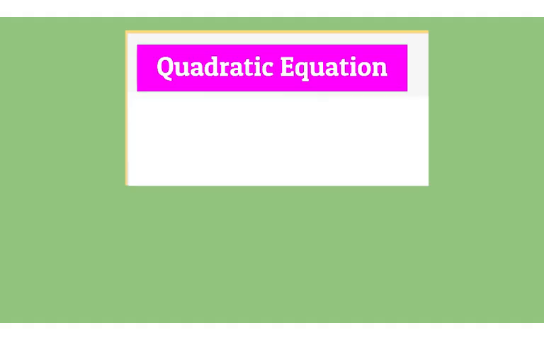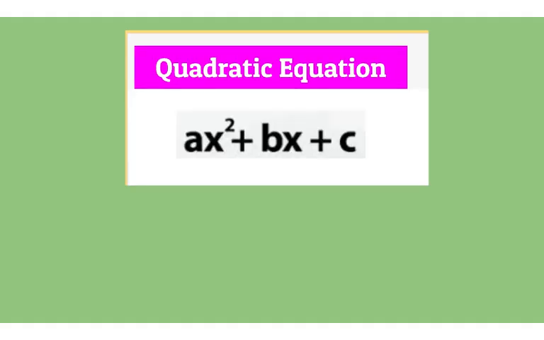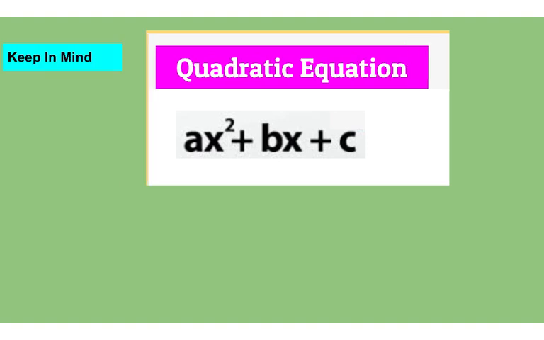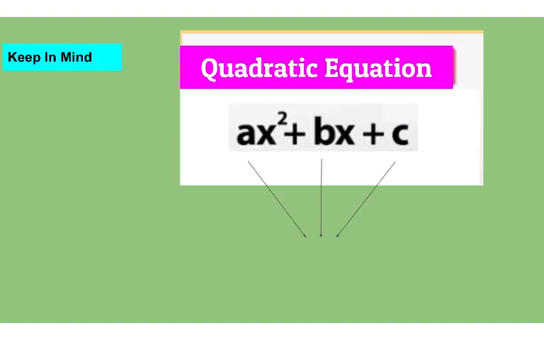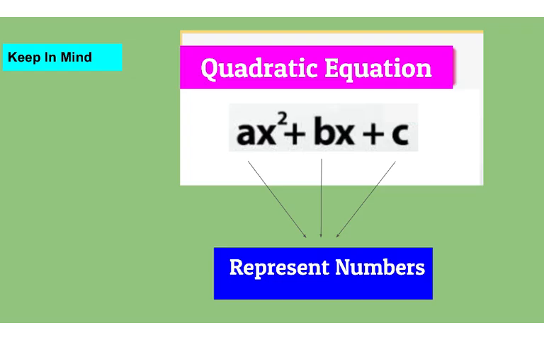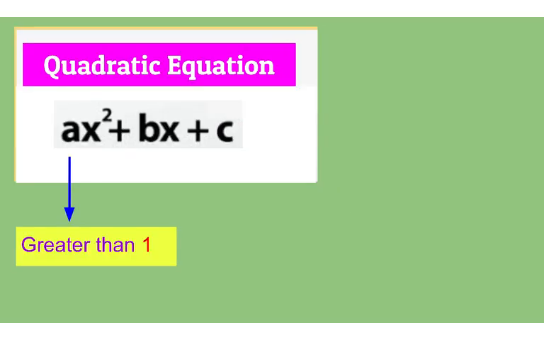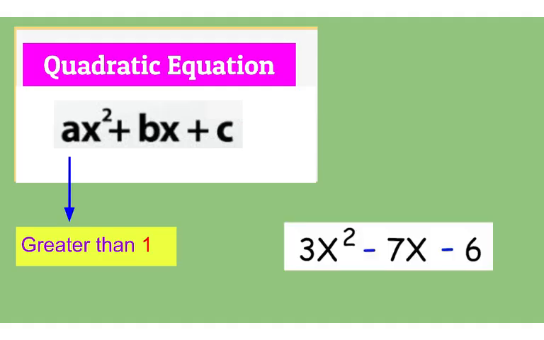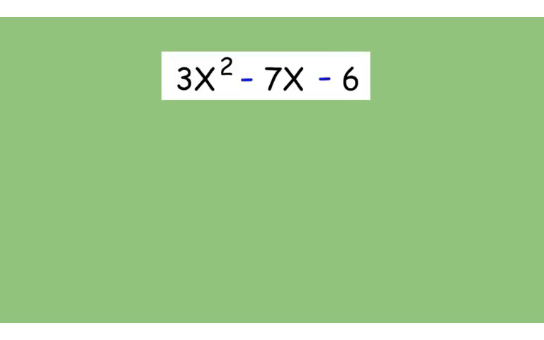So we have quadratic equations that look like this: ax squared plus bx plus c. And keep in mind that the a, the b, and the c all represent numbers. The method we're going to teach today only works when the a is greater than 1. For example, 3x squared minus 7x minus 6. Notice that the 3 is greater than 1. So let's take a look and factor this out.